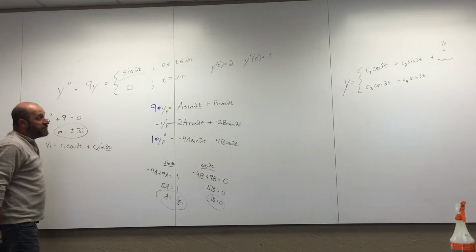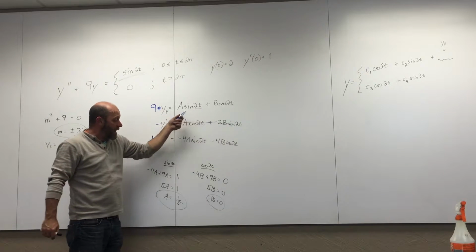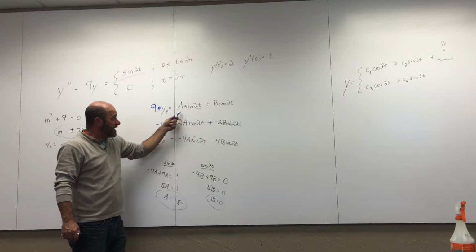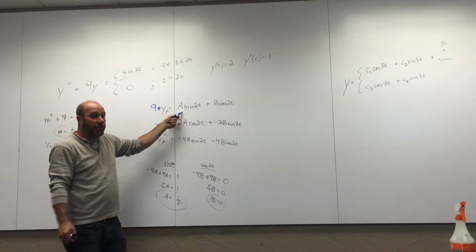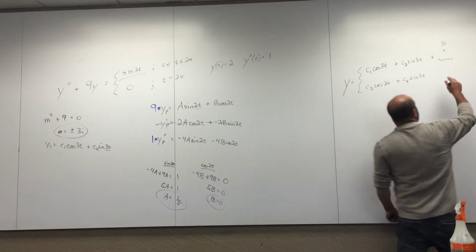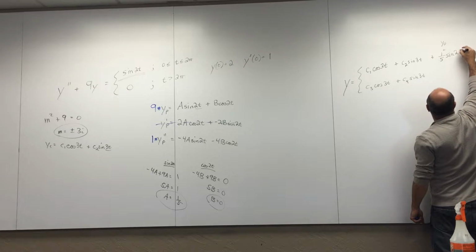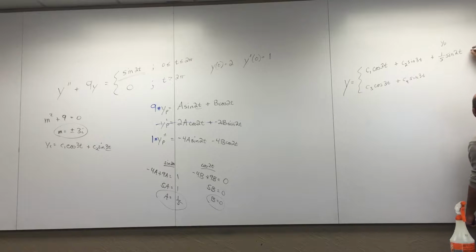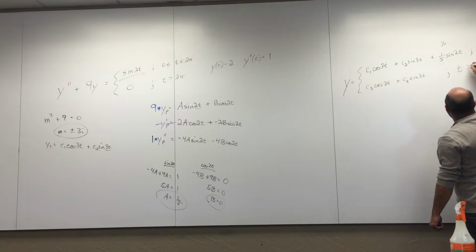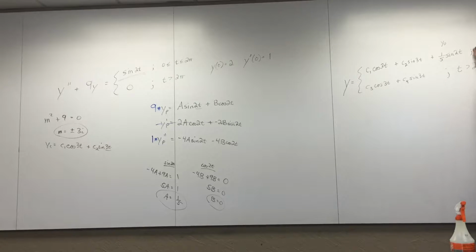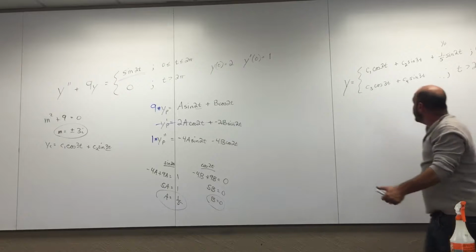And so I know my yp now. It's this original yp. The b is 0, and the a is 1/5. So I'll just put that in right over here: 1/5 sine 2t. You guys all right? Still all right, okay. Cool.